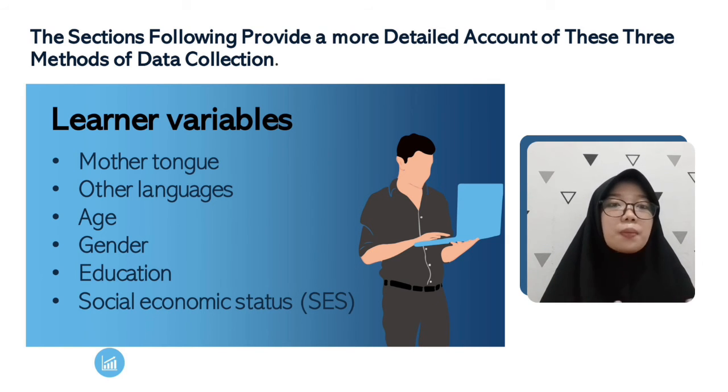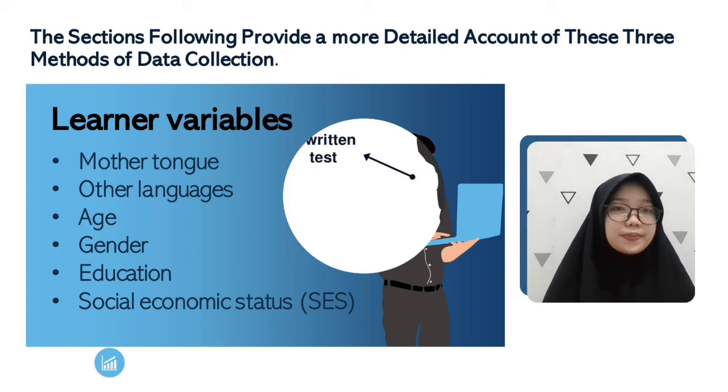And the seventh is opportunity for naturalistic acquisition. So that is the number of years and months spent in a country where the target language serves as the main medium of communication.